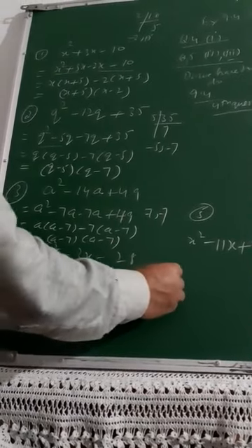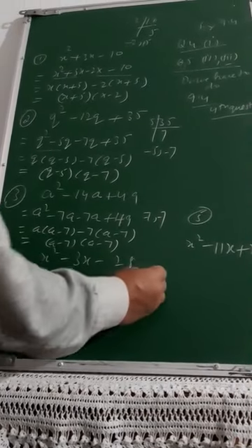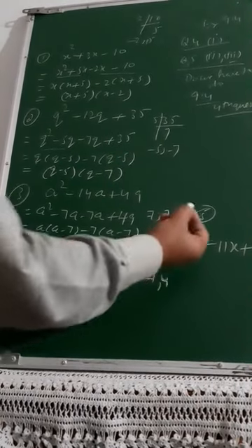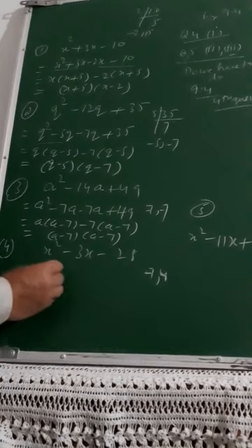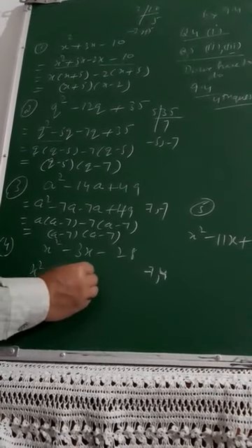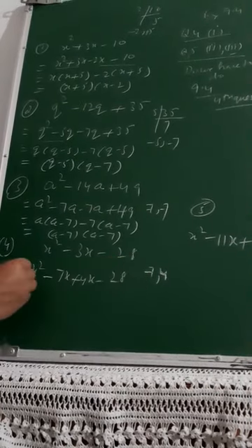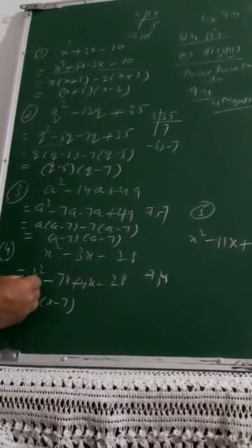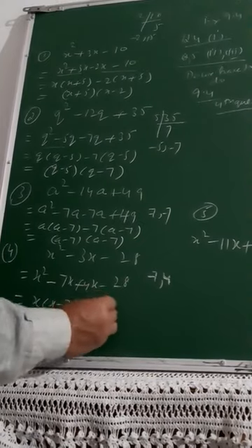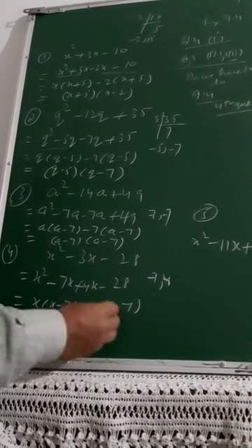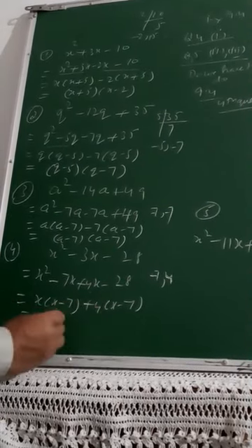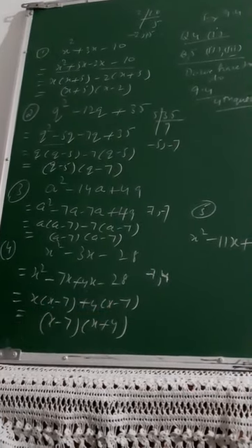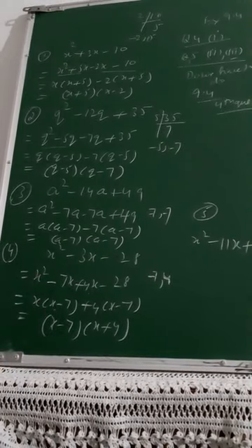Then here it is 28. So you know 7 and 4. The middle term is minus, so the greater term will have the minus sign and the smaller will be plus. So x square minus 7x plus 4x minus 28. x common, x minus 7 in the first two. In the last two, 4 common, again it is x minus 7. So finally x minus 7 is common there. So x minus 7 into x plus 4. That will be the answer for your question number 4.